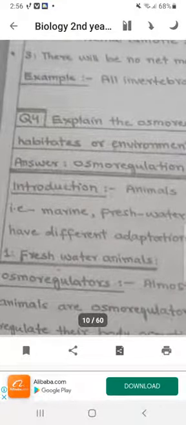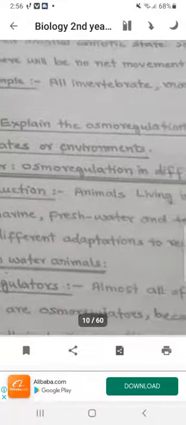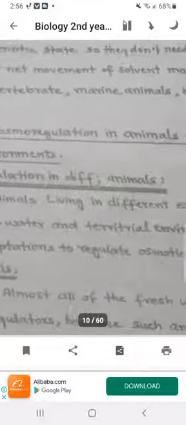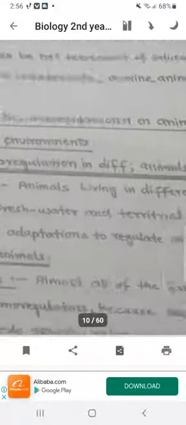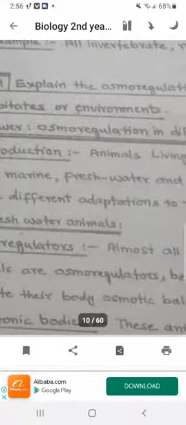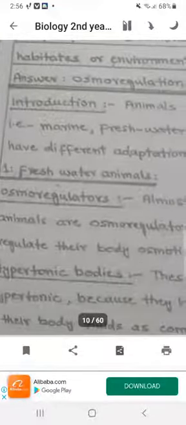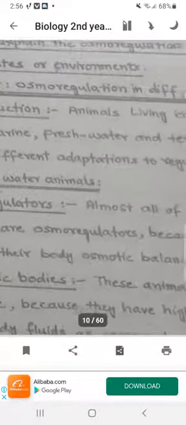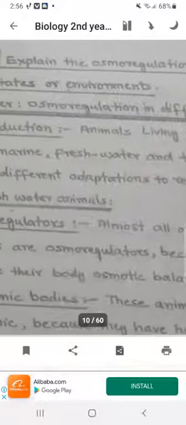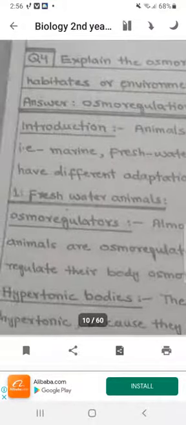Question number 24. Explain the osmoregulation in animals of different habitats and environments. Answer: Osmoregulation in different animals. Introduction.